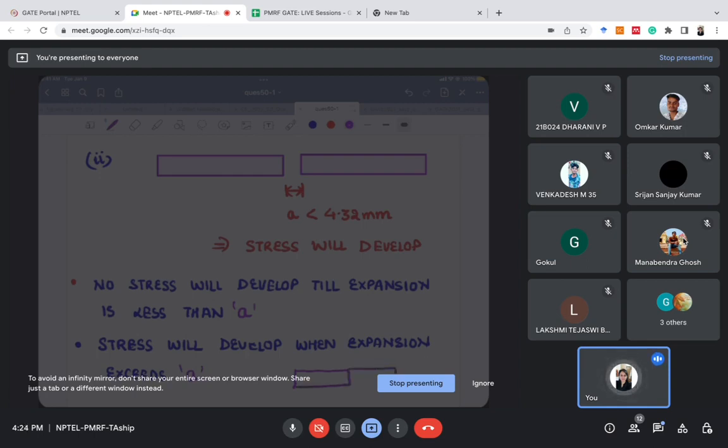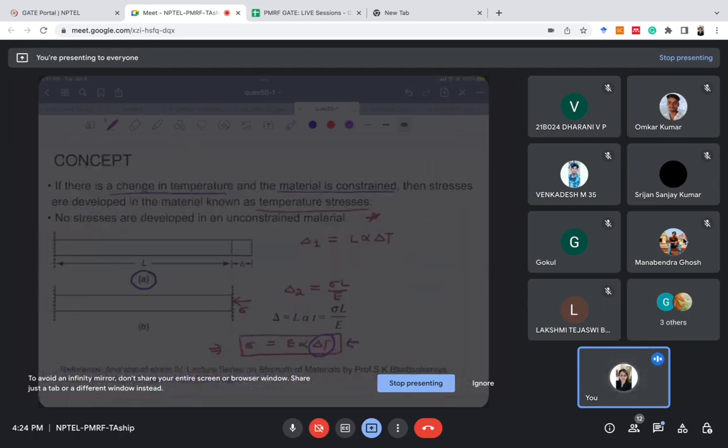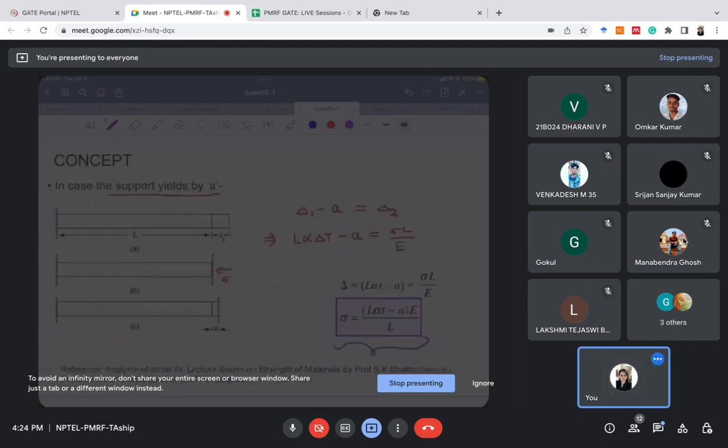Suppose there are two rails. There is no gap in between them. Then I've explained what will be the value of stress that will generate. The stress will generate E alpha delta T. When there are two rails and there is no gap between them, the value of stress will be E alpha delta T. But now we have kept some gap.